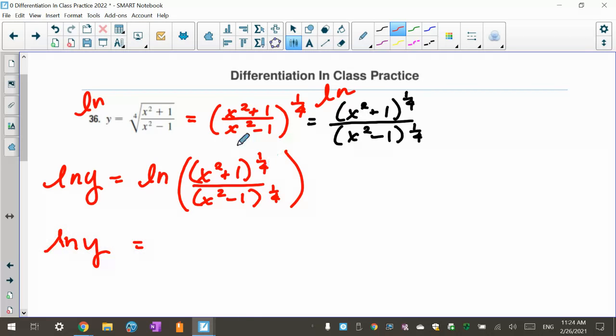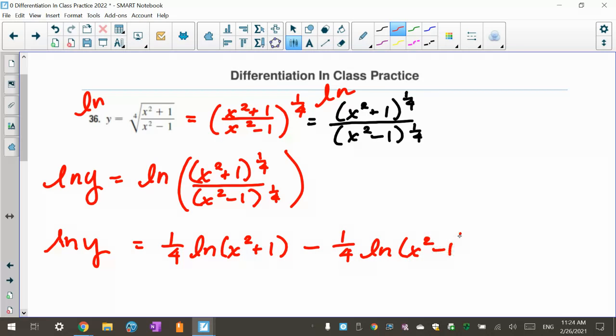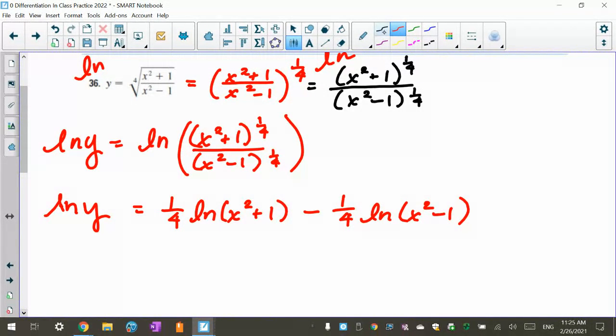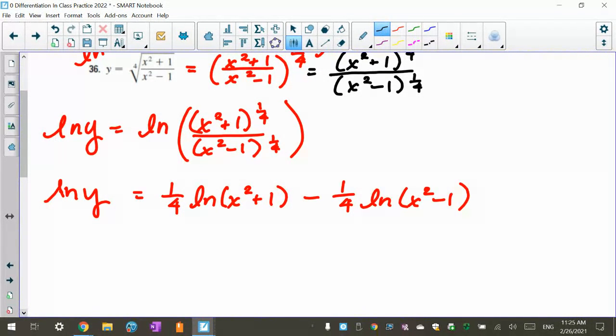And I'm going to expand it so I can bring the 1/4 down front: 1/4 the natural log of x squared plus 1 minus 1/4 the natural log of x squared minus 1. So I hope that didn't confuse you. I could have written it as the natural log of this raised to the 4th minus the natural log of this raised to the 1/4 and then bring the 1/4 down. I just did it all in one step. Okay, now, only now, am I going to start to do the derivative, so I'm going to change the color here. All I did was natural log it and then expand it using log rules.